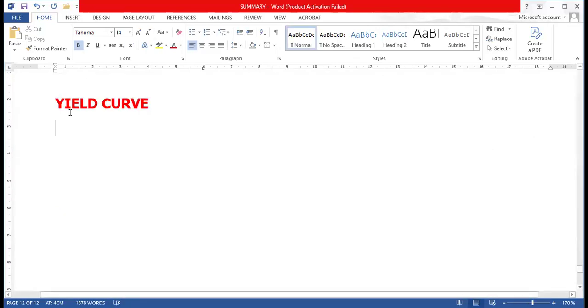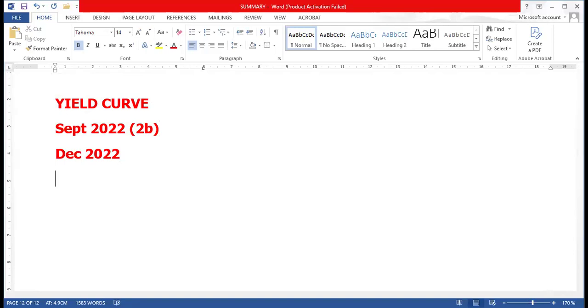Here you will have questions around this. You check September 2022 2B, then December 2022, then June 2022. Then there is a part of March 2022. I think it was a bit common around this.